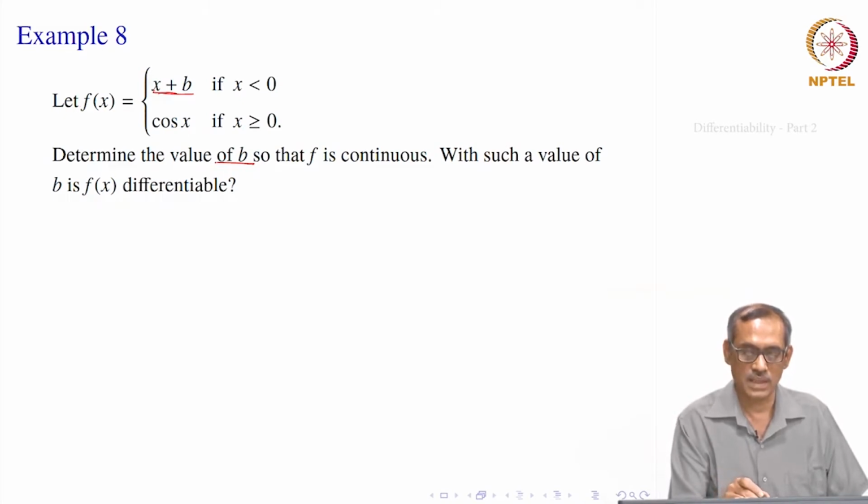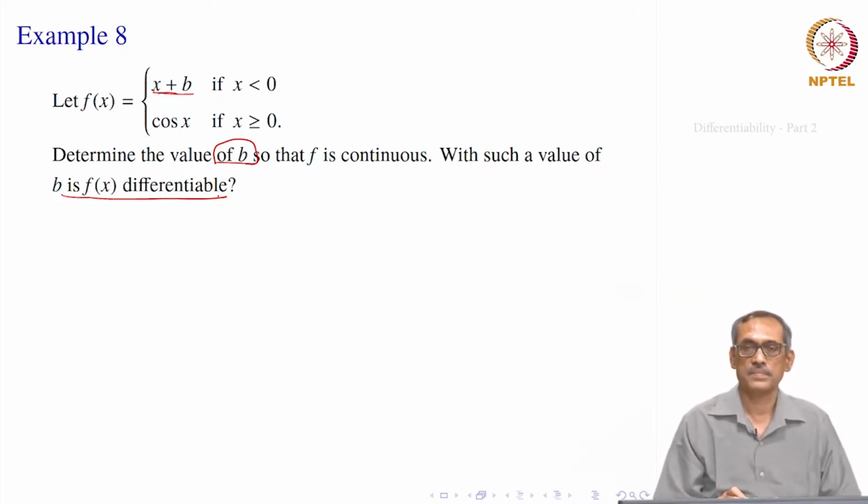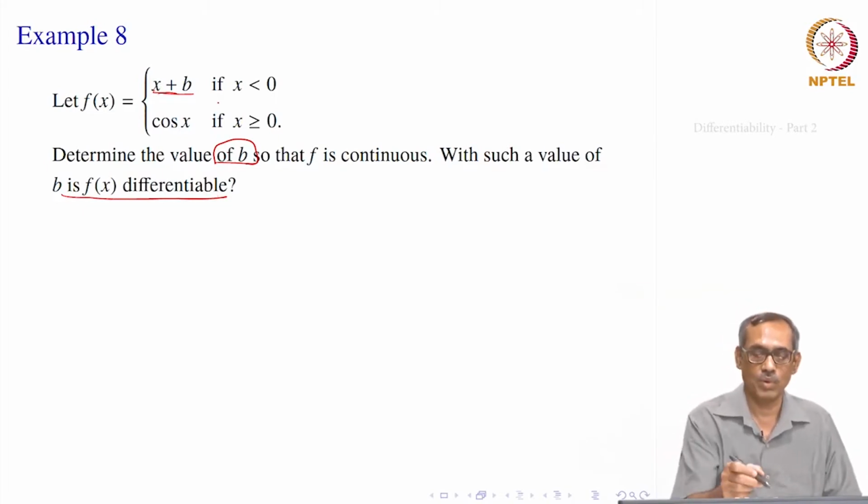So, if f is continuous, we have to see whether it gives one particular value of b or not, or if it does not give, there will be a set of values. For all those values, we have to decide whether f of x is differentiable or not. So, not only at one point, but at every point we have to see whether it is differentiable or not.